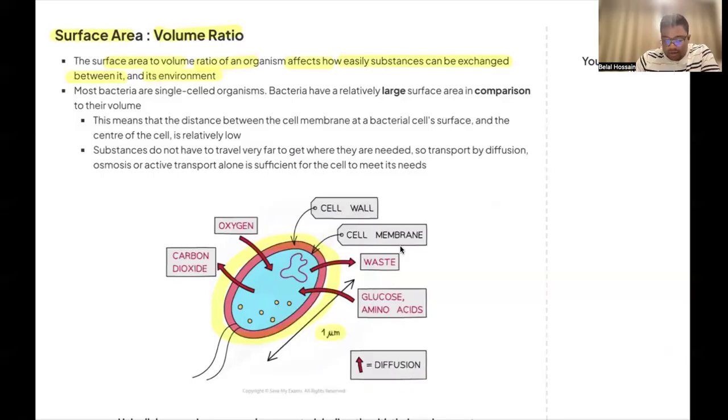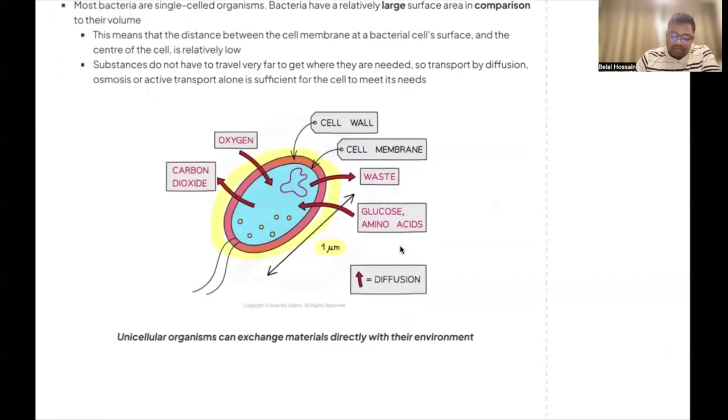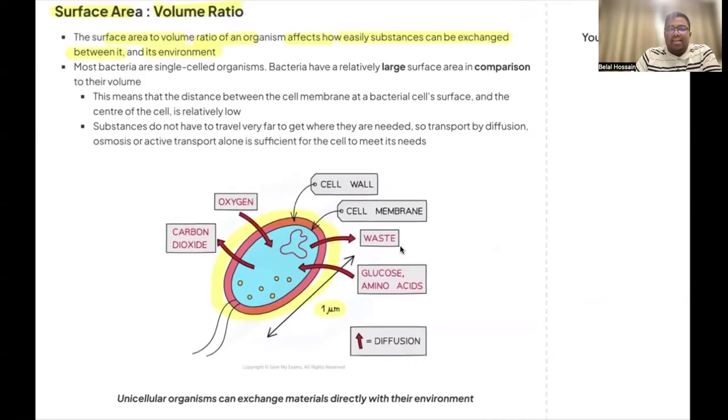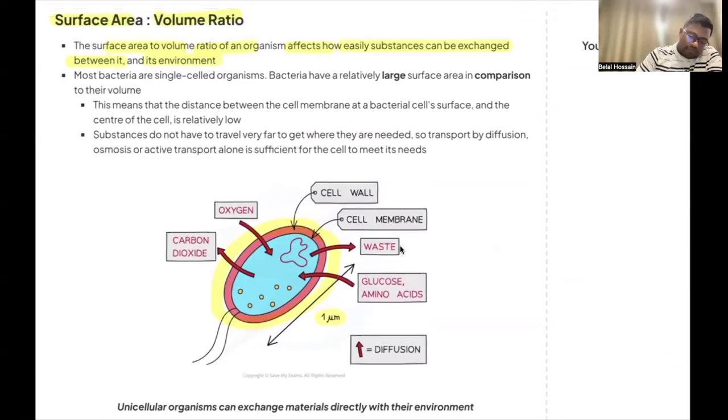Consider the single cell bacteria. It is only 1 micrometer in length. That means it will have an extremely large surface area compared to its volume. The ratio of its surface area would be extremely large. Most bacteria are single celled organisms. Bacteria have a relatively large surface area in comparison to their volume. This means that the distance between the cell membrane at a bacterial cell surface and the center of the cell is relatively low.